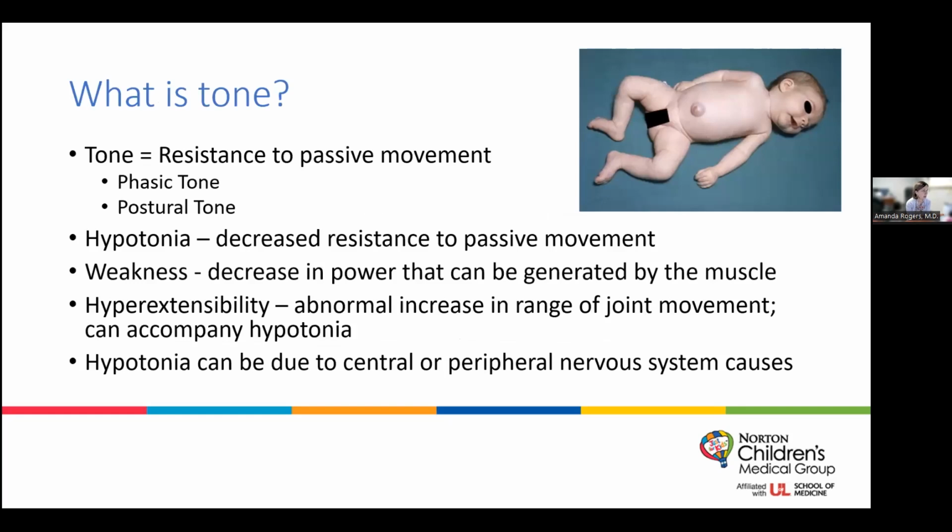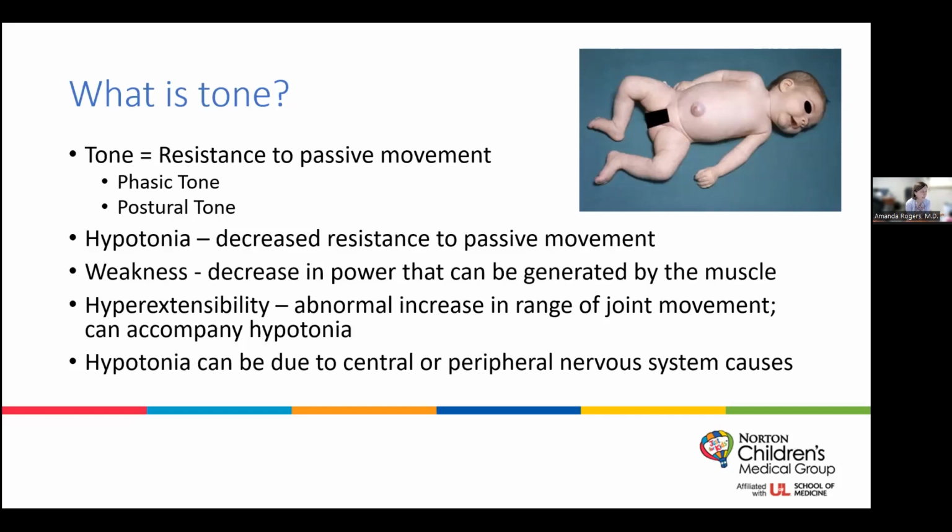And then there's also postural tone, and that's the tone that is inherent to our posture muscles. It's what helps with head control and maintaining an upright posture. We sometimes call this central tone or axial tone as well. Hypotonia is a decreased resistance to passive movement. It's important to distinguish hypotonia from weakness and hyperextensibility in your mind, because these are all different things.